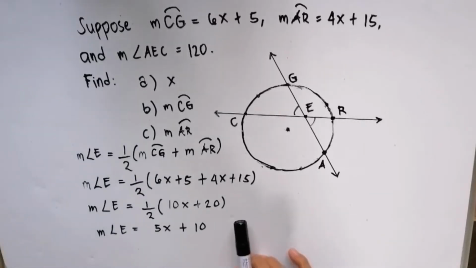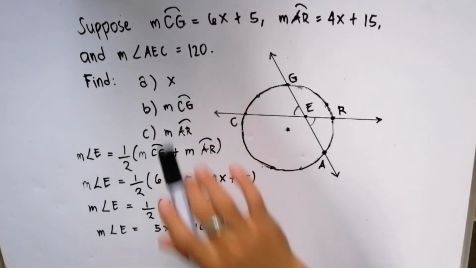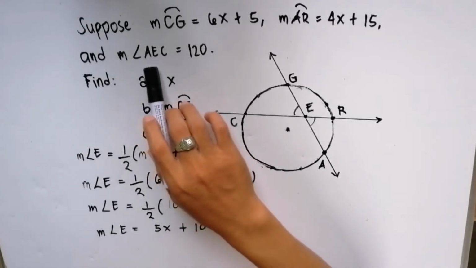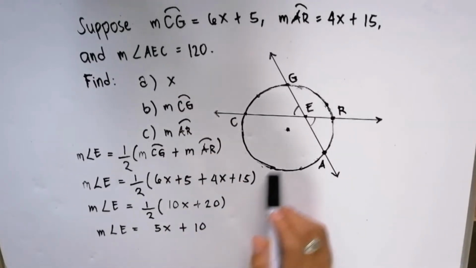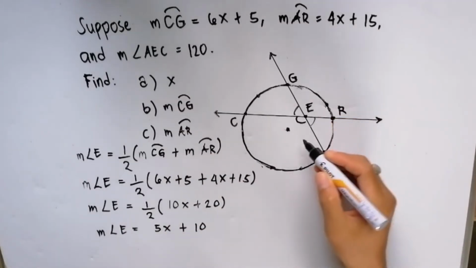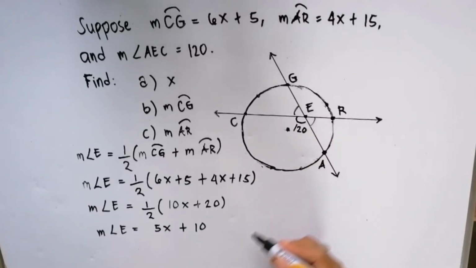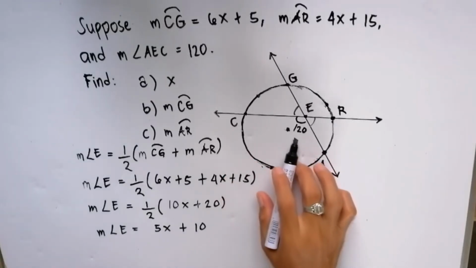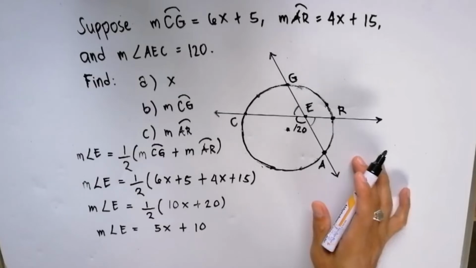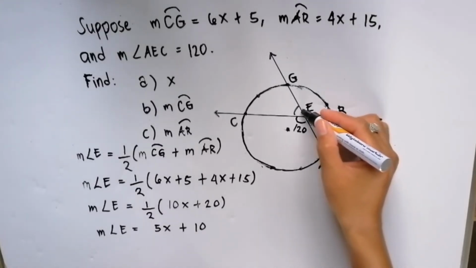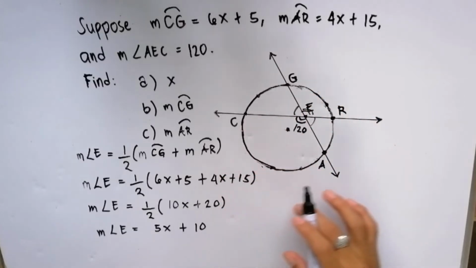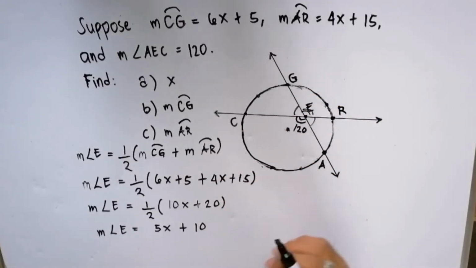So let's go back to the given figure. Angle AEC is equal to 120, so the measure of this angle is 120. Angle AEC is a vertical angle to angle GER, so therefore the measure of this angle is also 120. Now, one complete revolution is equal to 360.